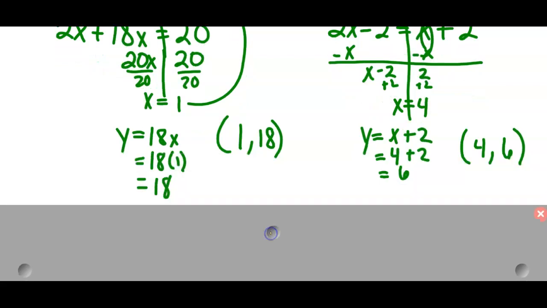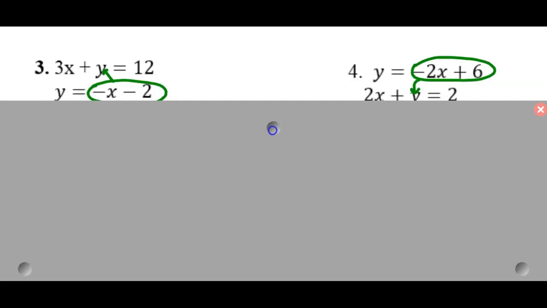So you're going to get 6, and your answer is going to be 4, 6. So you need to make sure that you write your answer as an ordered pair. It is not over each other. It is 4, 6, x, y. Okay? Now, next problem we had to go through was number 4.